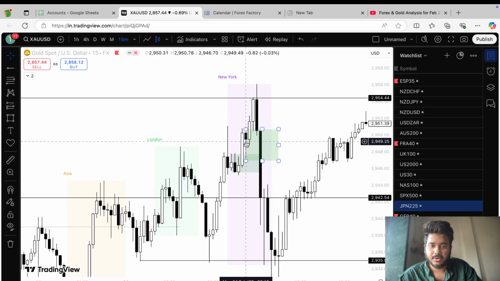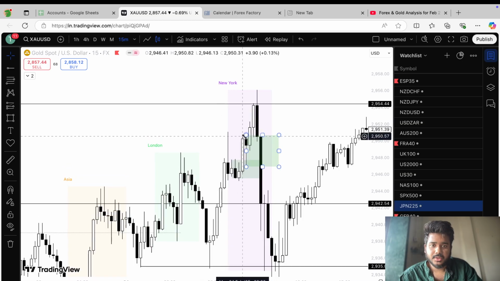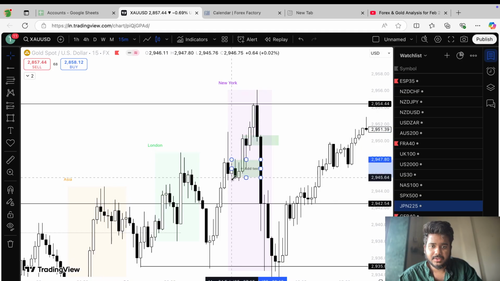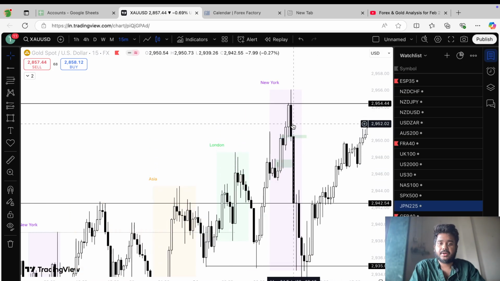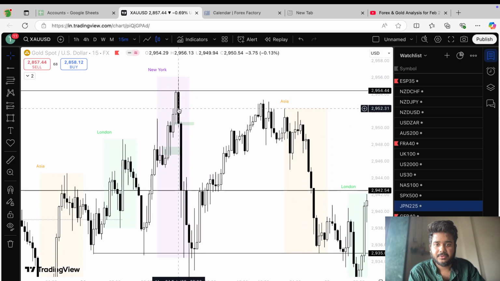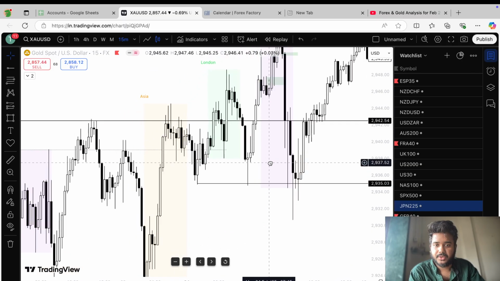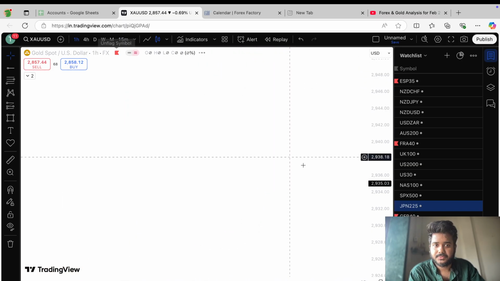This is a propulsion block, if you know it. The body of the candle is going to be protected anyhow. And if you look at this, the body and the open of the candle is really sensitive. Open and the high. So this is how we went higher. And the moment we went higher, after that we went lower. Lower into what? I'll show it to you.